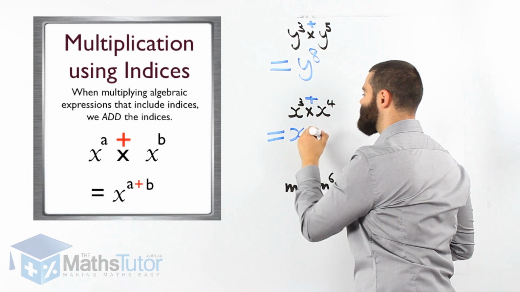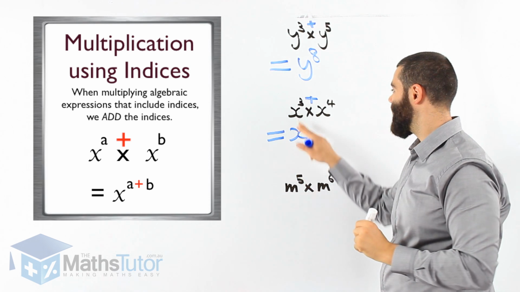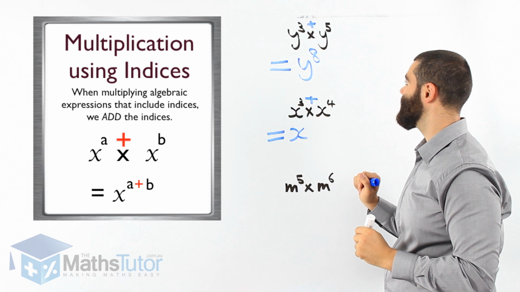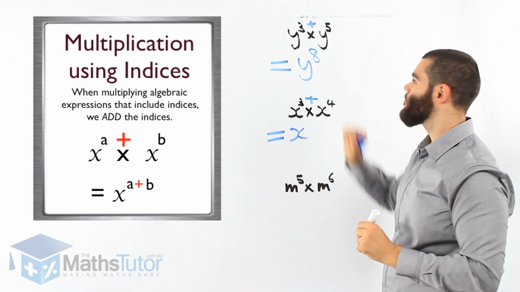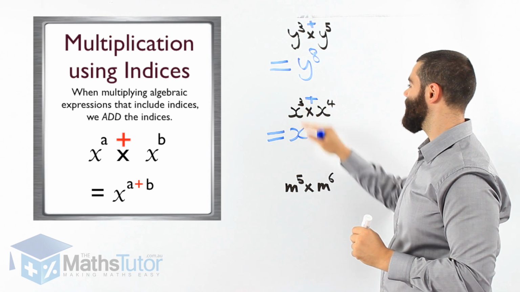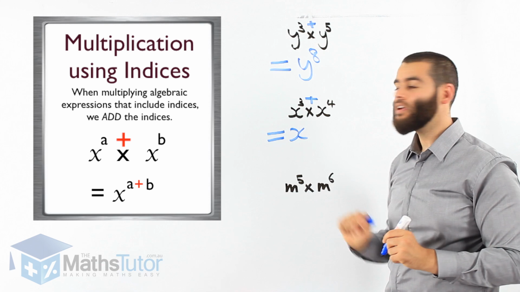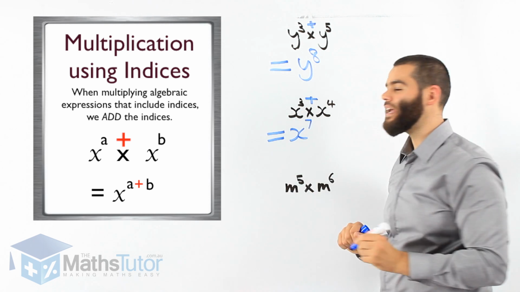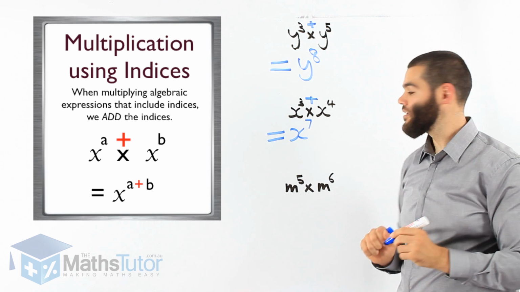The base stays the same. We have the same base. So y to the power of 8 is there because the y's are the same base. Here, x to the power of 3 times x to the power of 4, the same base stays. 3 plus 4, 7, x to the power of 7.